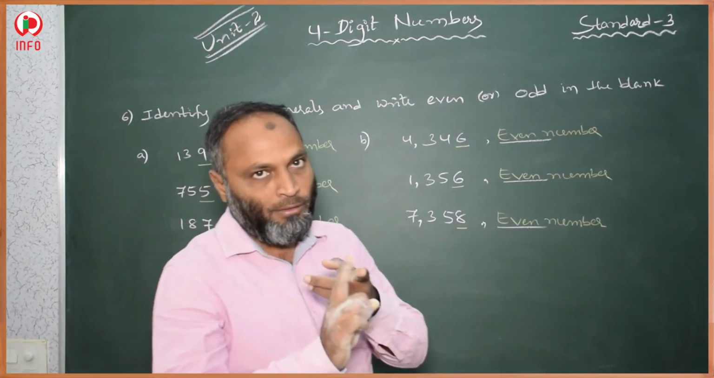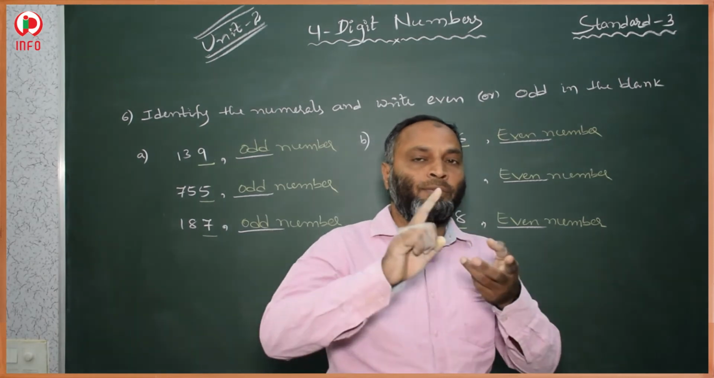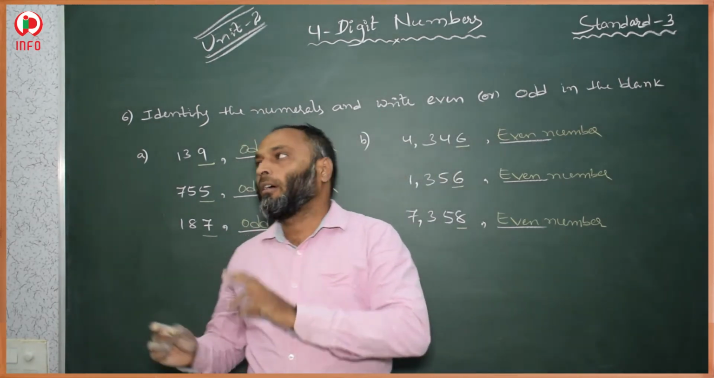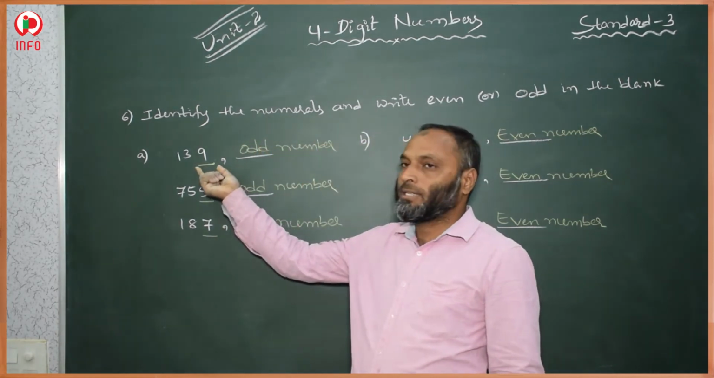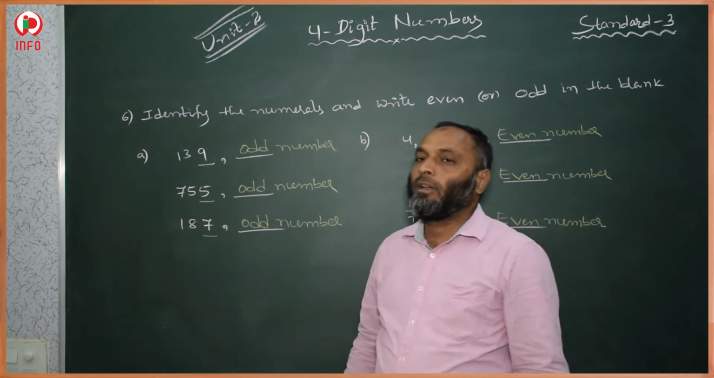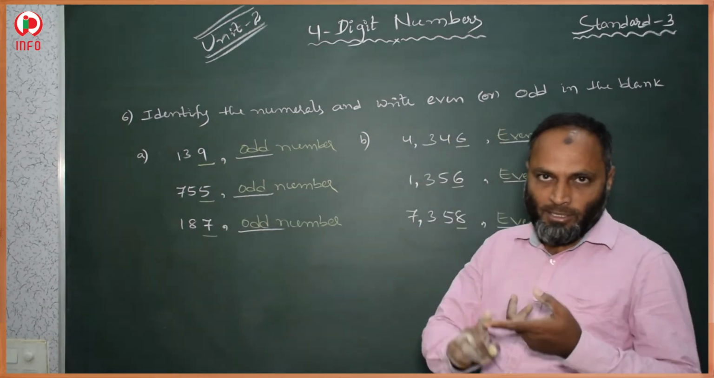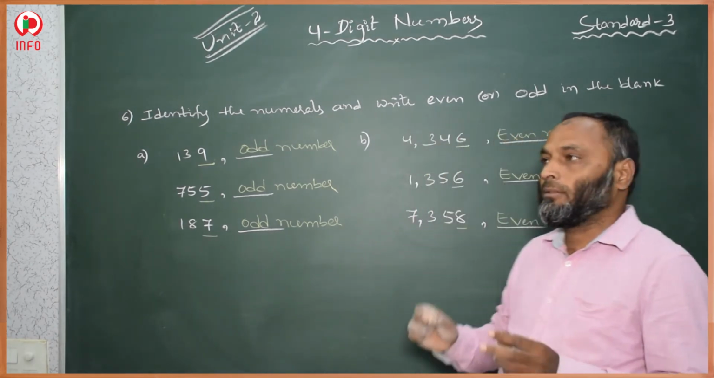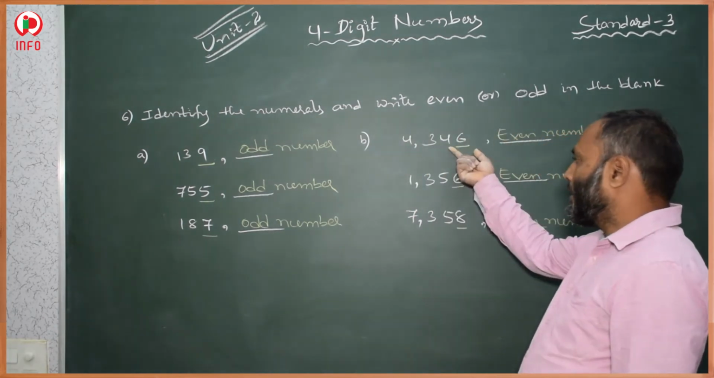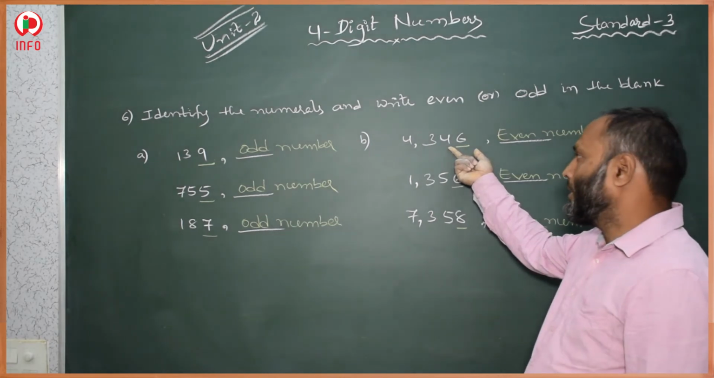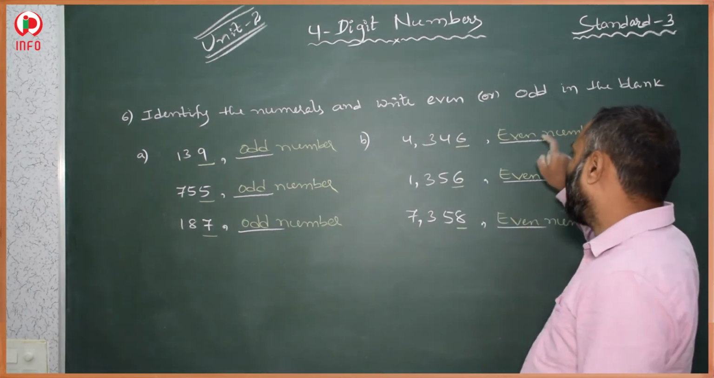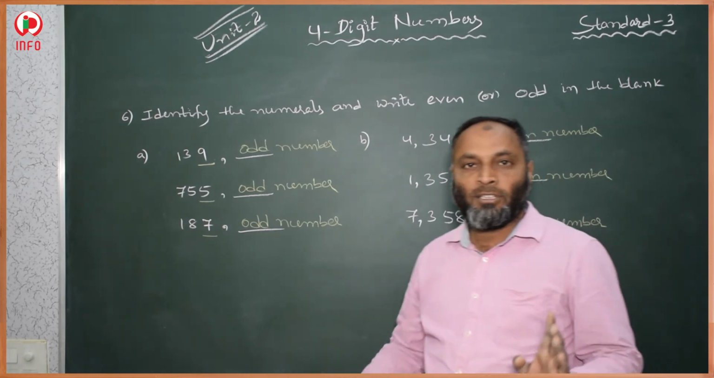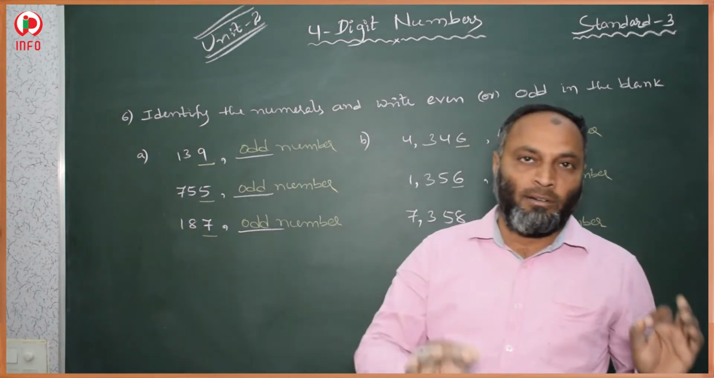If 1, 3, 5, 7, 9 comes in the ones place, then the number is an odd number. Other than these numbers, that is 0, 2, 4, 6 and 8, if these come in the unit place of the number, then those numbers are even numbers. This is the difference between even numbers and odd numbers.